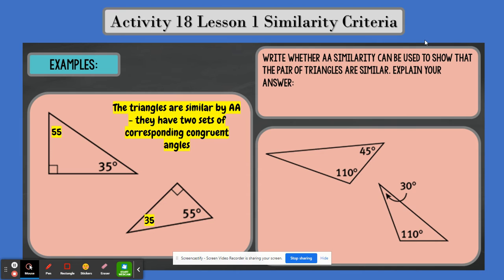And I really don't even need this statement. You can write it in there, but they have two sets of corresponding congruent angles. Saying this, similar by AA, is the same as saying they have two sets of corresponding congruent angles. They're the same. So this is extra. I don't mind if you're extra. Some of you go the wrong avenue extra. So do the next one.